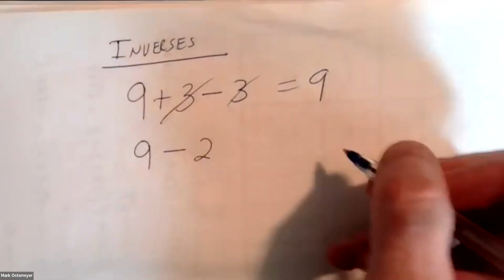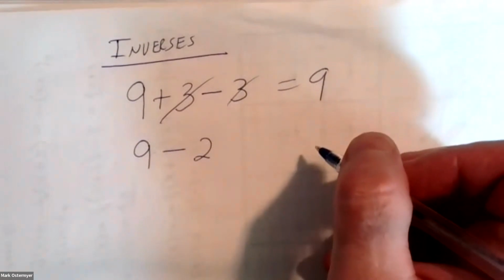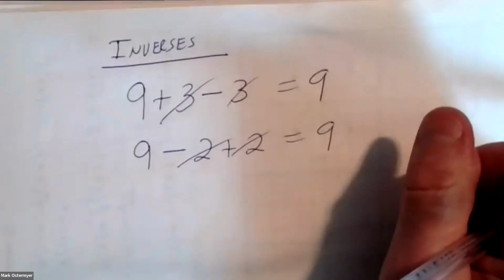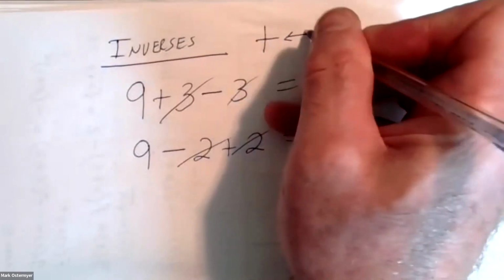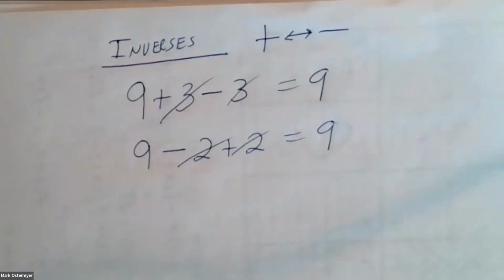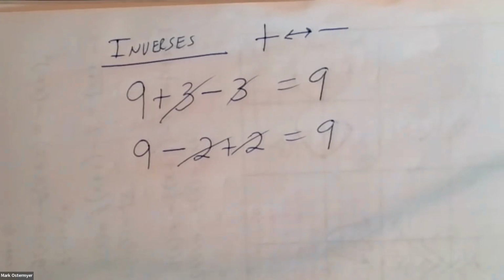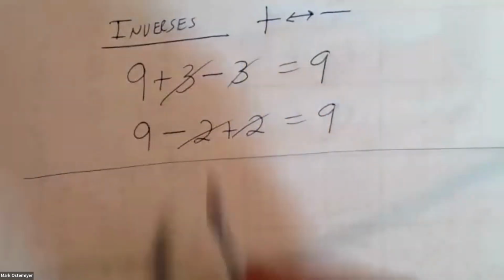subtract 2 from it, I no longer have my 9. How can I undo what's been done? You add 2. I could add 2 right back to it and get back my 9. Everybody see that there? So ladies and gentlemen, we're discovering very rapidly that addition and subtraction are inverses of each other. They undo each other. The undoing of addition is subtraction. The undoing of subtraction is addition. All right, that's one thing we need to understand.